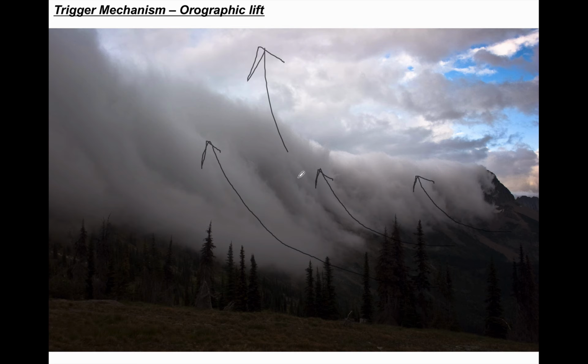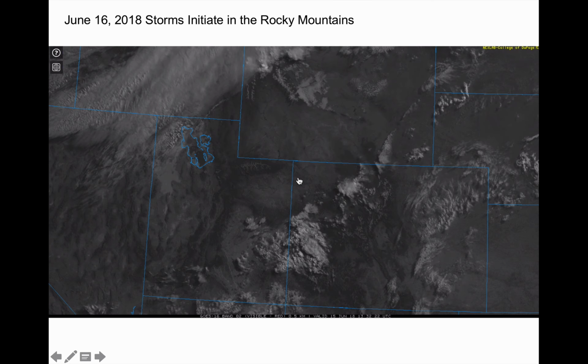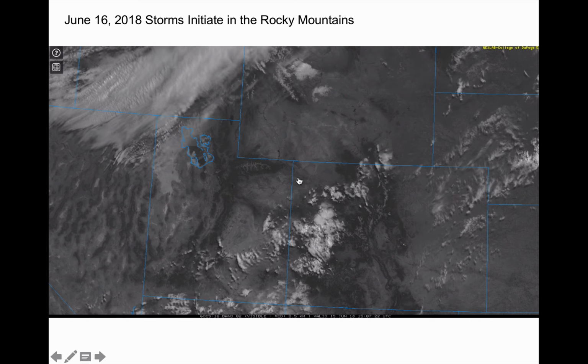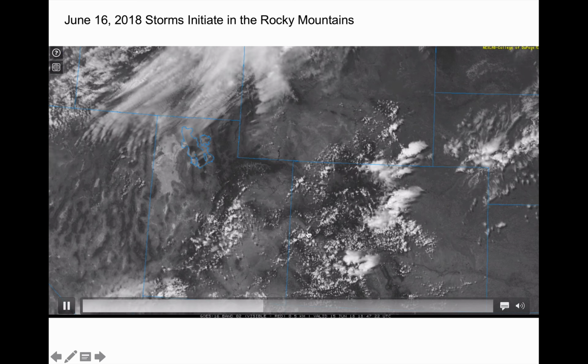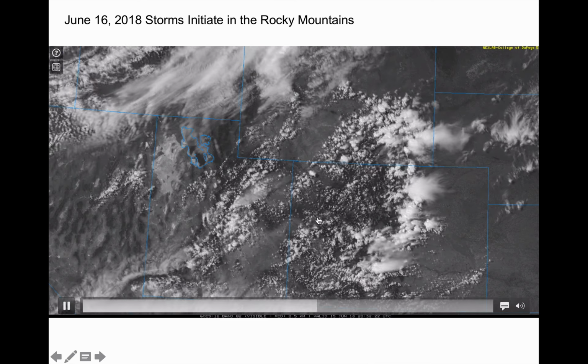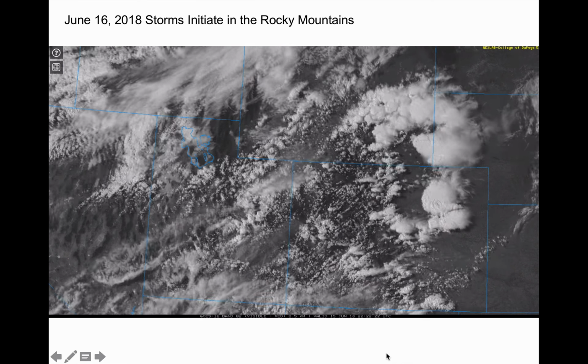They're only forming where the mountain is forcing them to rise. But still, orographic lift, or lift over the mountains, can make this happen. Let me show you an example. June 16, 2018, watch the thunderstorms rapidly develop right here over the Intermountain West. See them all? These are all thunderstorms, big ones, blowing up here on the mountains.